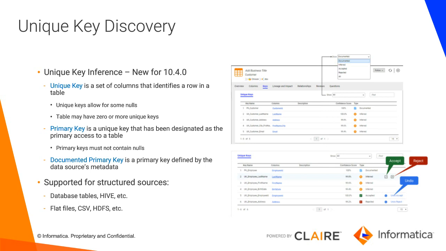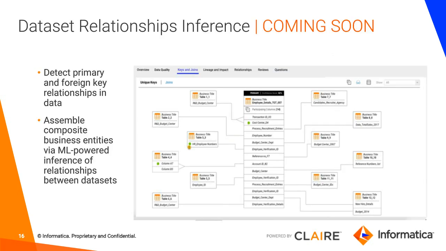Now, why just unique key discovery? The key thing that we are going after is the relationship inference, which will be the next thing that we are working towards. So this will be the foreign key discovery as well. So that is coming soon. We expect that to be available by the end of first half of 2020. So by June, we will have the join discovery automatically available for EDC as well.